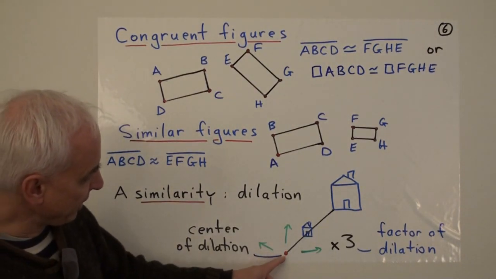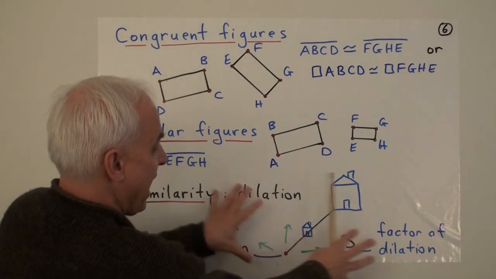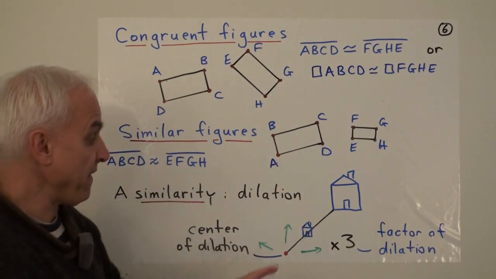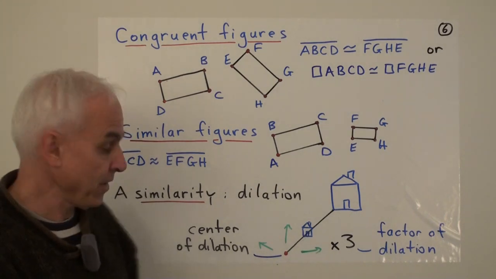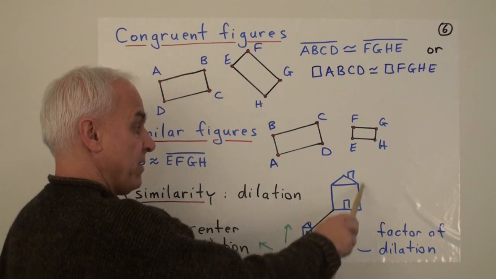So for example, if we consider this point as fixed and imagine expanding the entire plane centered at this point by a factor, say, of 3, then this little house here would get blown up to become this big house here.